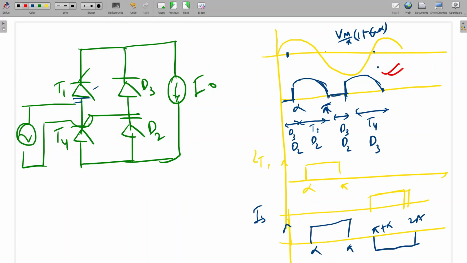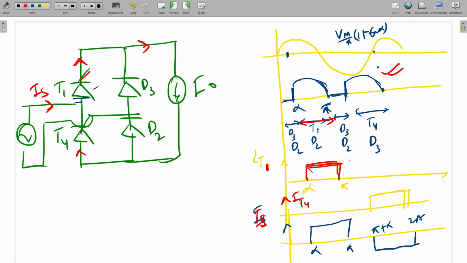Sir, IT1 means pulse given to the thyristor? No, IT1 means current through this thyristor, and this is IT4. So this is the current through this thyristor, and IS is the source current, this blue color waveform. We can see that T1 is conducting from alpha to pi, so in alpha to pi, the load current will flow through T1.